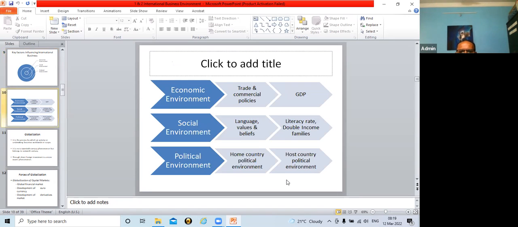Then here I have mentioned what is economic environment. Economic environment, which is based on GDP. Social environment, which is based on the income of families, then literacy rate. Political environment, that is stability of political government, political party, not government, political party.